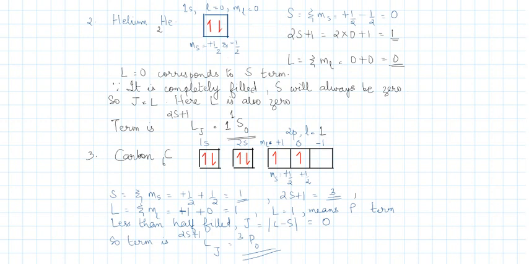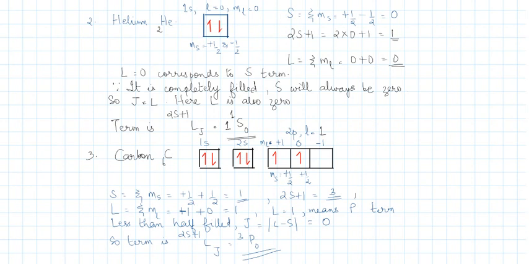So the total spin quantum number S, which is summation MS, will take value of 0. And 2S plus 1 will be 1. Capital L is same as before, which is summation ML, which is 0 here. Because both electrons are in the S state. And for the S state, ML equal to 0. Now, for L equal to 0, the corresponding term is S. And this is a case where this subshell is completely filled. For a completely filled case, we saw before that J will take the value S.